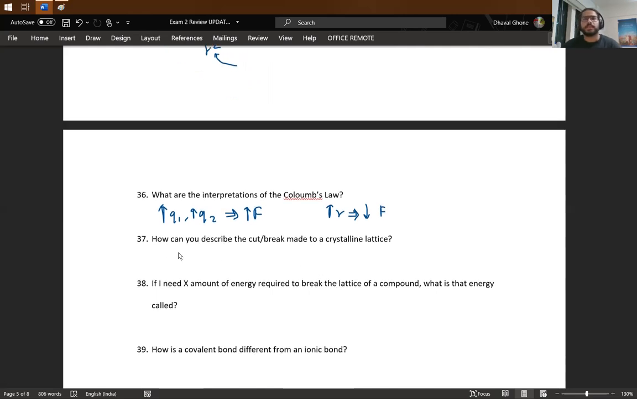Question 37. How can you describe the cut or break made to a crystalline lattice? This is one of the properties of crystalline lattices, that when you cut or break a crystalline lattice, you have a perfect cleavage plane.